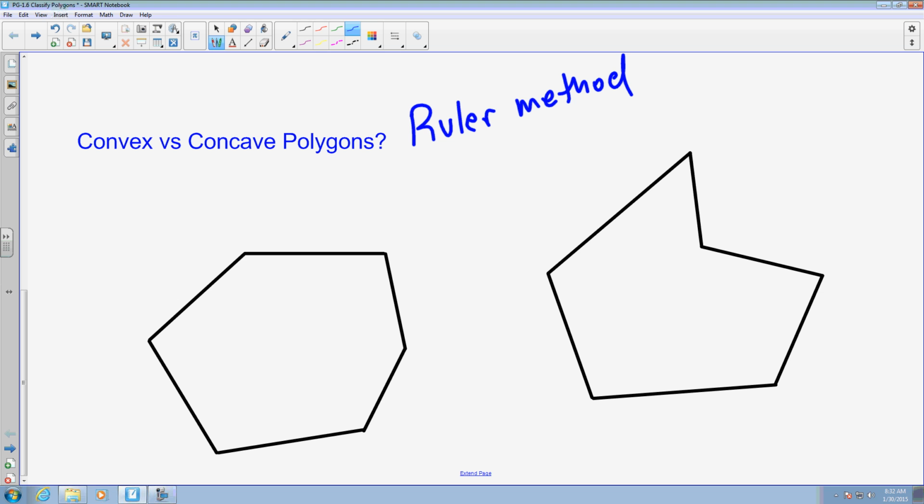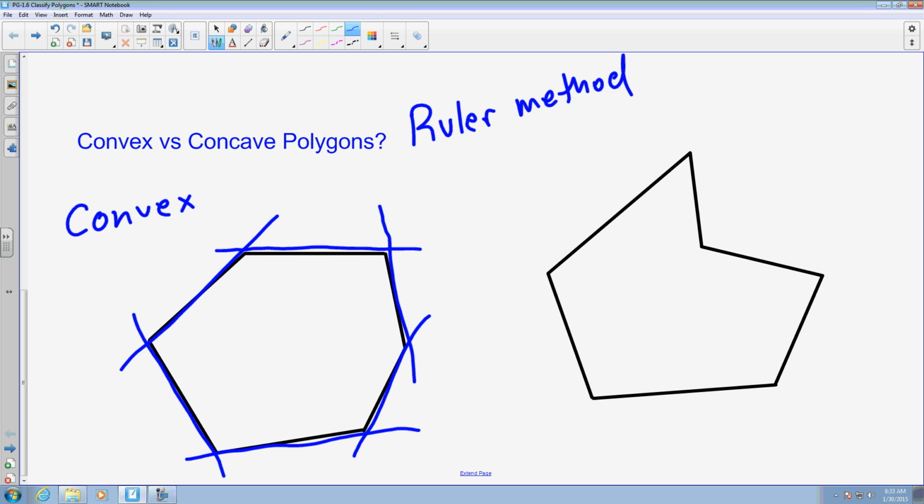So for the figure on the left, I'm going to take a straight edge and put it right here. If the straight edge does not intersect the interior, then I go to the next one. Something like this, this, this, here, and then finally here. In this case, my straight edge did not intersect the interior on every side. So since it didn't intersect on any side that I chose, this is an example of a convex polygon.